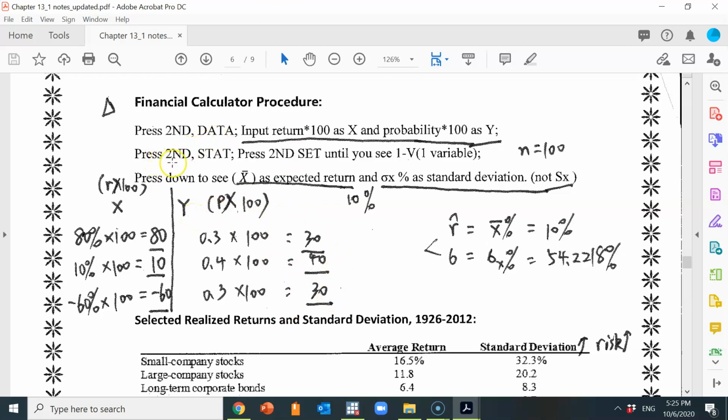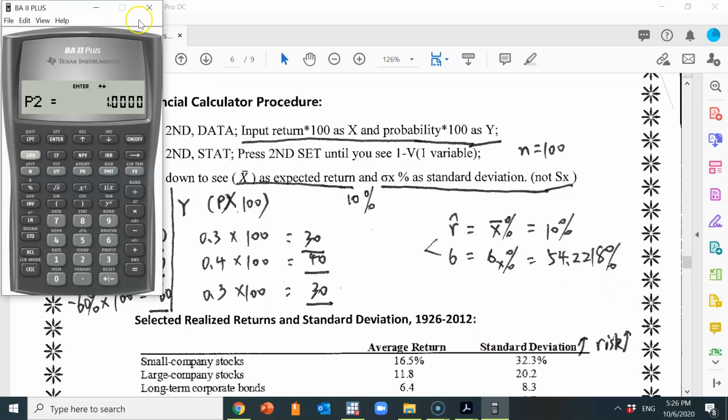And we're gonna press second set until we see one variable. And that should show us n as 100. When we make sure that n is 100, we press down button to see x bar as expected return and sigma x as standard deviation, not Sx. So we know the expected return is x bar, 10%. Sigma is 54.22%. Okay, let me show you this on the financial calculator.